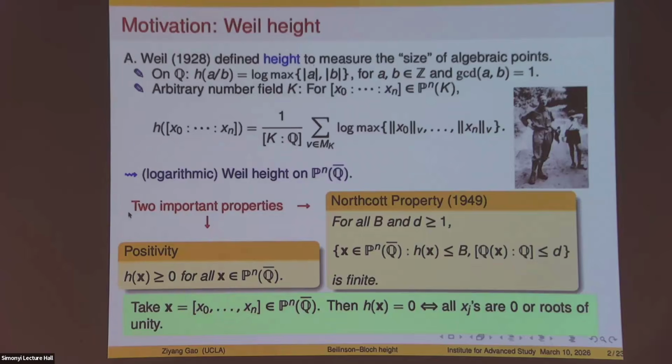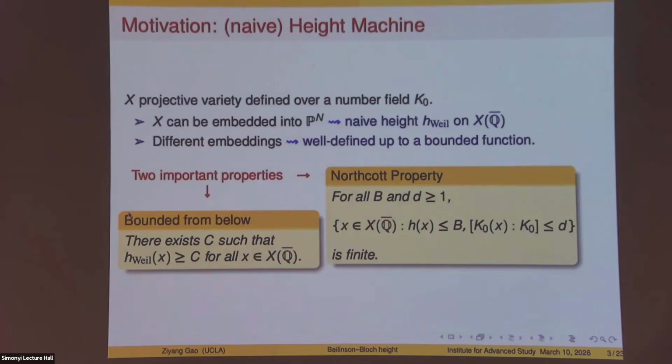And if we have such a function on projective space, then we can also define it on any projective variety or even quasi-projective variety. You simply choose any embedding of X into P^n using any very ample line bundle and so on, and then compose it with the Weil height that we defined before, so that we get a function from X(Q-bar) to R. Well, this function depends on many things, like the embedding. So it depends on the line bundle we choose, and on the global sections that we choose. So they are not well defined, but they are well defined up to a bounded function.